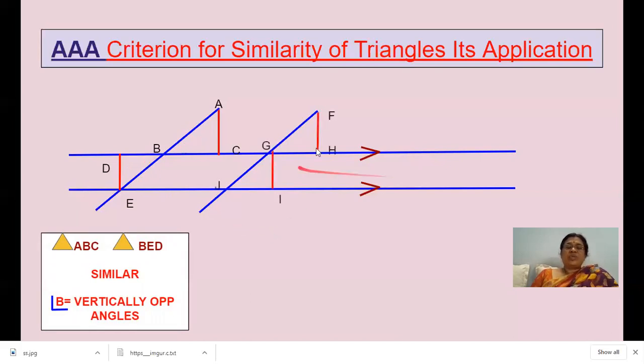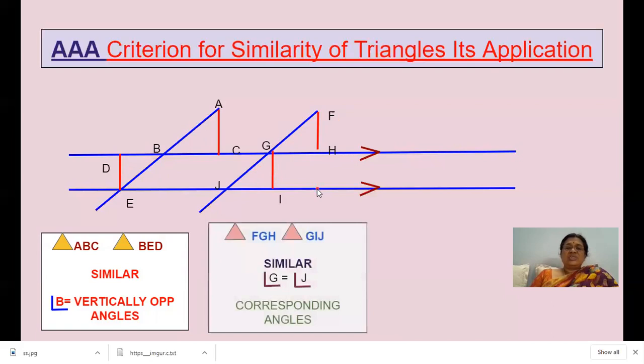And one more, here also two triangles are there, the triangle GFH and the triangle GIJ. So these two triangles are also similar. How can you say that these two triangles are similar? By this you can say angle G and angle J, these two are corresponding angles. These two are parallel lines, and this is a transversal. So naturally this angle and this angle, these two angles are corresponding angles. So these two angles are equal and these two angles are right angles. So naturally by angle criterion, you can say that this triangle is similar with this triangle.